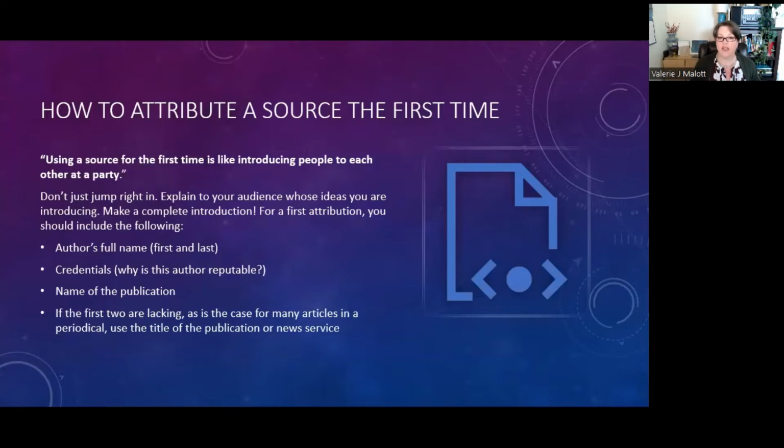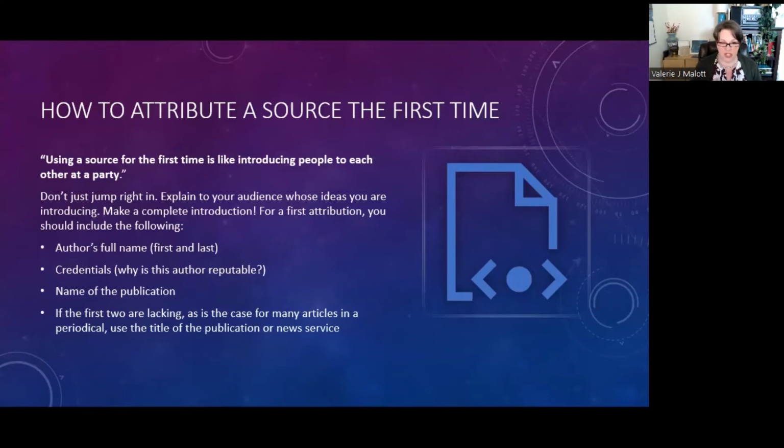Also include their credentials. Why is that author reputable? Why should they be considered a trustworthy source? So, if you're writing about Sherry Turkle, you say psychologist Sherry Turkle, or MIT professor Sherry Turkle, or researcher in the field of whatever she researches, right?